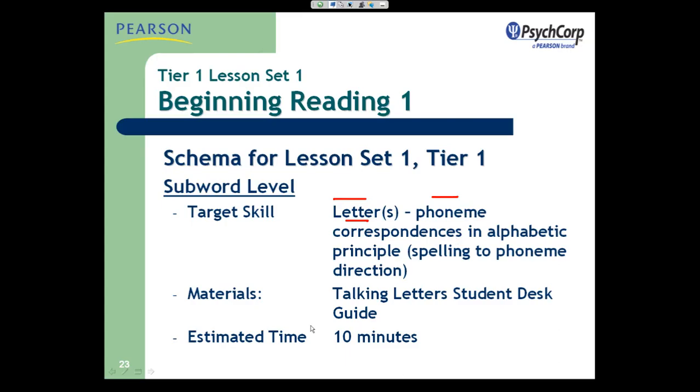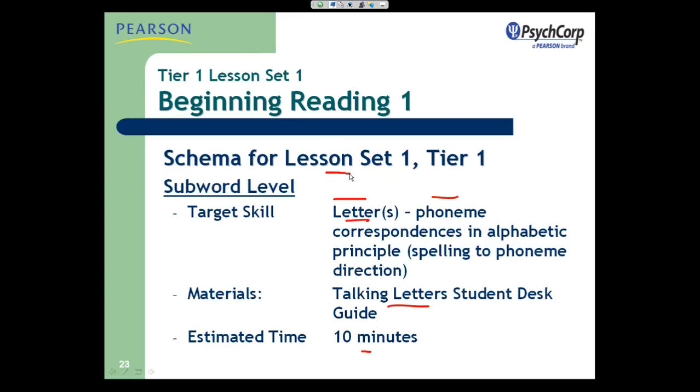Dr. Berninger includes as part of this system the Talking Letters guide, and that establishes sound to symbol. We tell you what time. These are actually written like lesson plans, the way teachers would typically write a lesson plan. So the estimated time, all the materials that you need are included there as well.